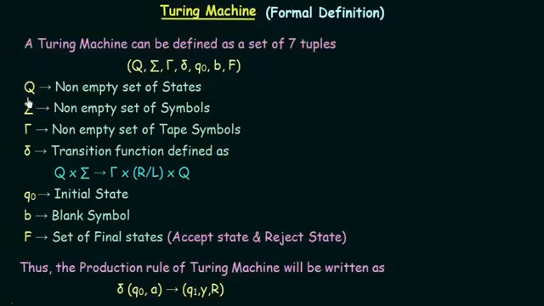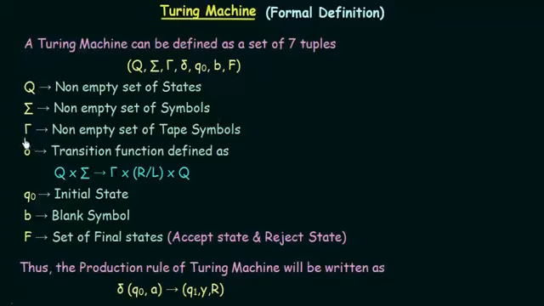First of all, we have Q, which is the non-empty set of states. As you know, Q is always used to represent the set of states, even in finite state machines and pushdown automata also. Q was the tuple that is used to represent the non-empty set of states. So that is the same even in case of Turing machines. And then we have sigma, and sigma also, just like the other machines, represents the non-empty set of input symbols that we have in our Turing machine. And then we have tau.